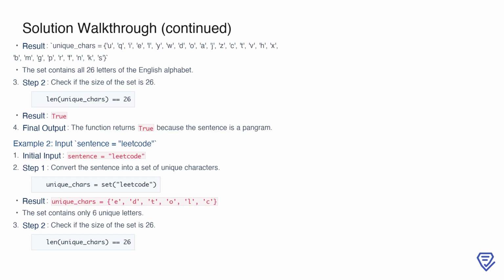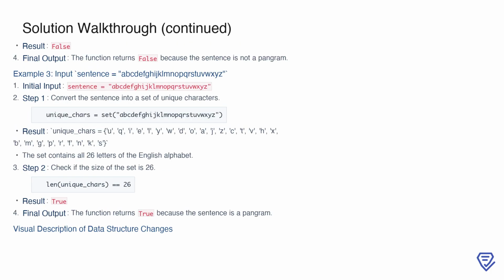is a pangram. Now, for another example, let's test the input sentence equals LeetCode. After converting this sentence into a set, we get unique_chars equals E, D, T, O, L, C. This set contains only 6 unique letters, which is far fewer than the required 26. When we check len, unique_chars equals 26, the condition evaluates to false, so the function returns false. This tells us that the sentence is not a pangram. The result of the second example confirms that the sentence LeetCode is not a pangram, as the function returns false.